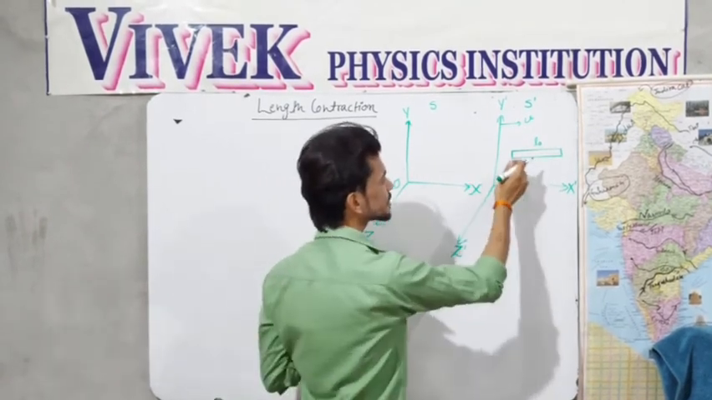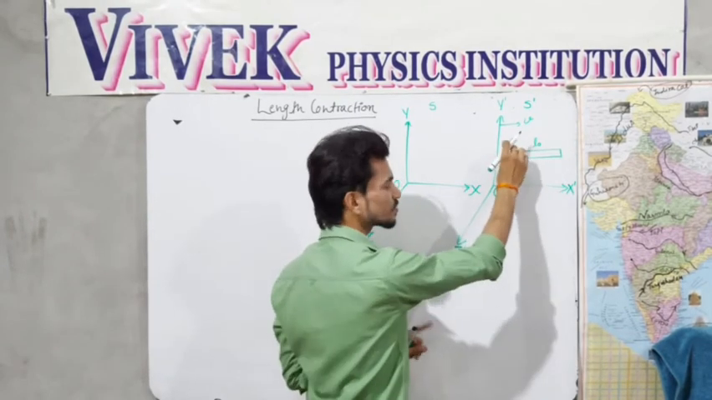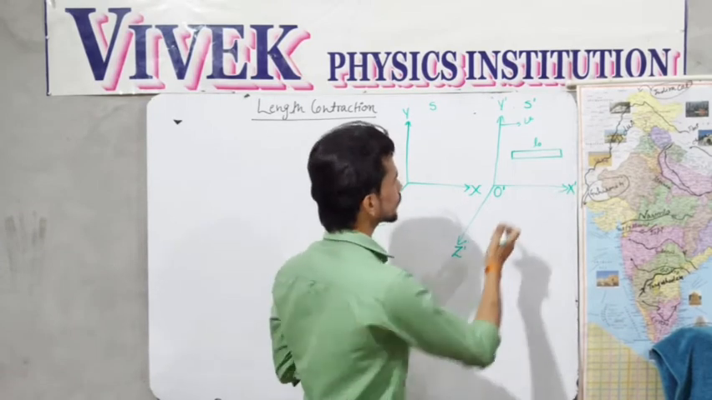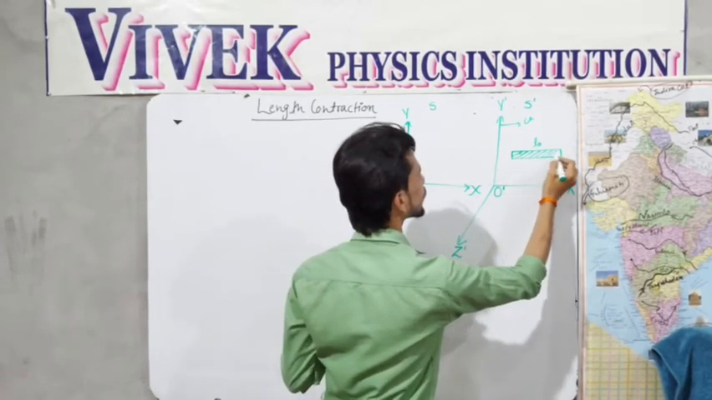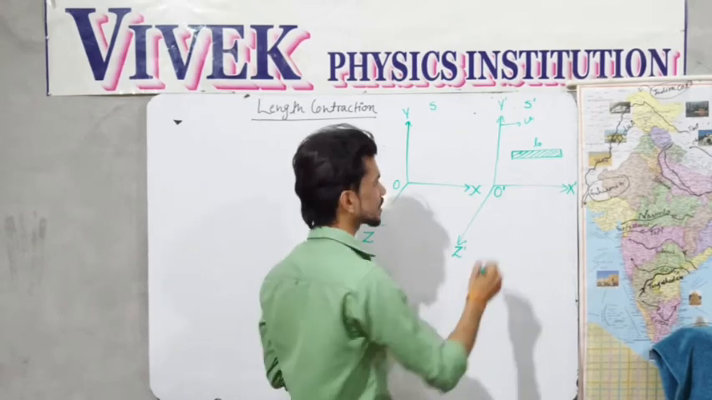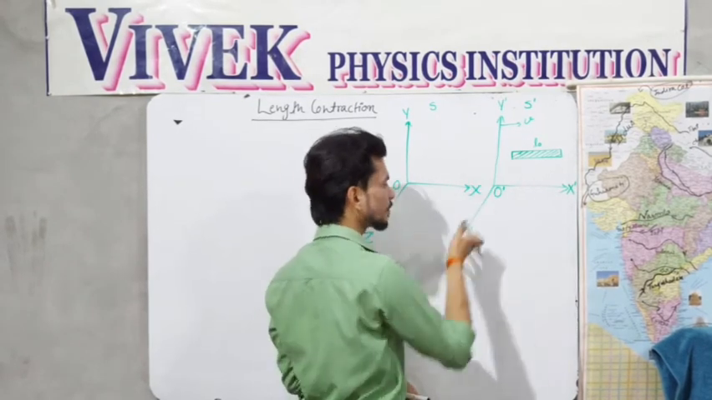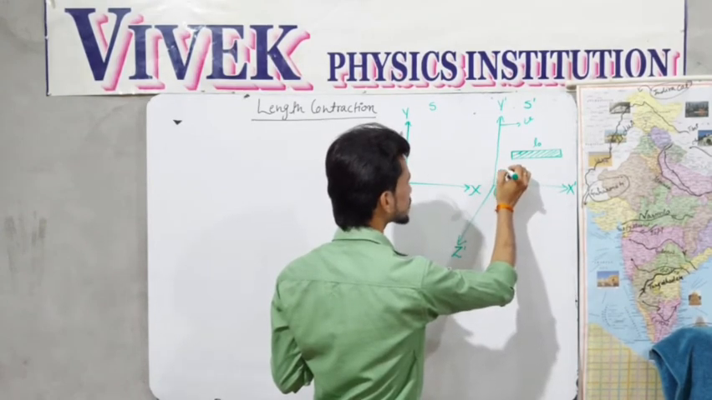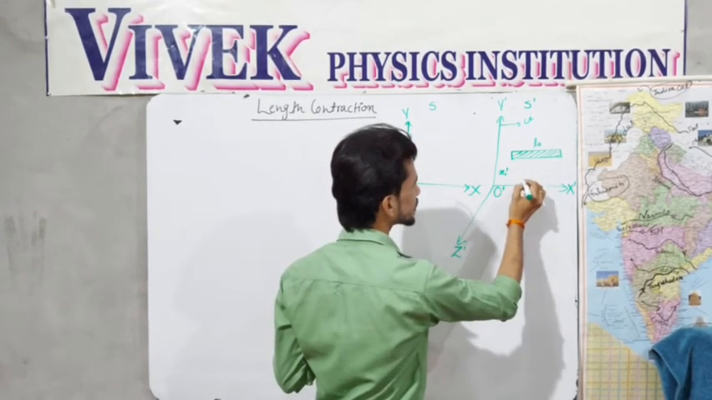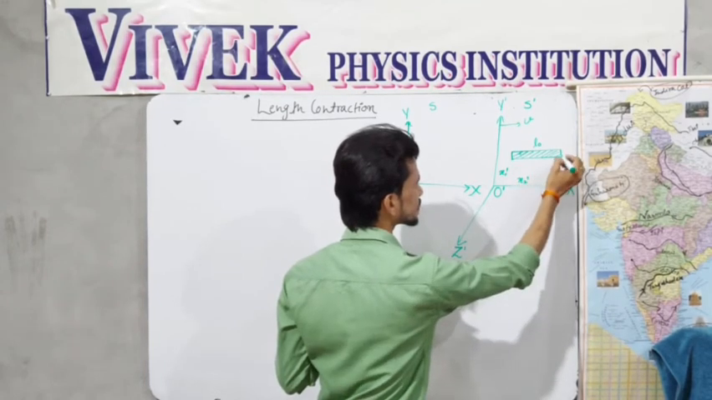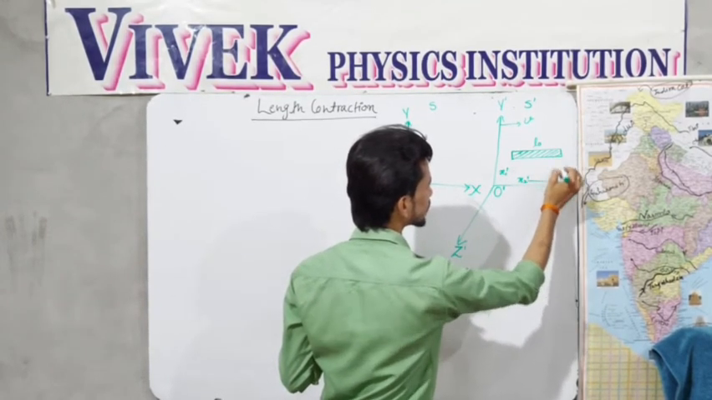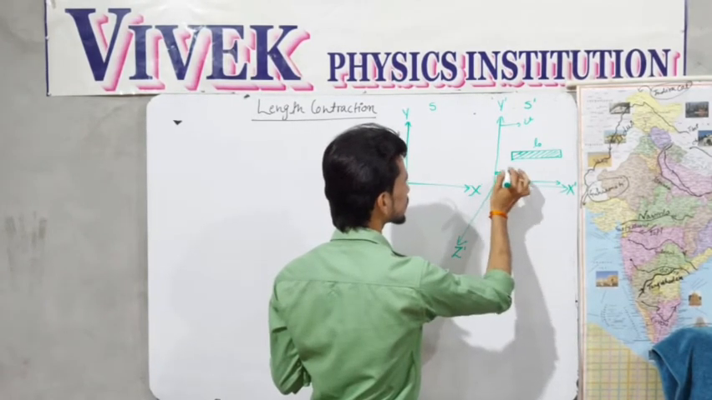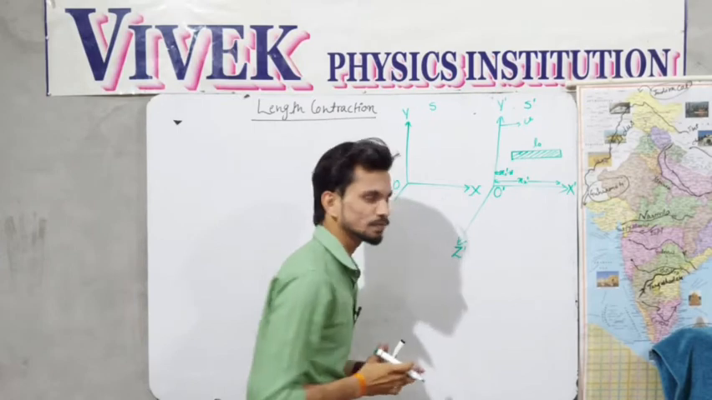So the coordinates of the ends, this is one end and this is the other end of this stick. The coordinates of the ends of this stick observed from this frame of reference will be x1 dash here and x2 dash here. So x2 dash is the distance of this end from the origin, and x1 dash is the distance of this end from the origin.